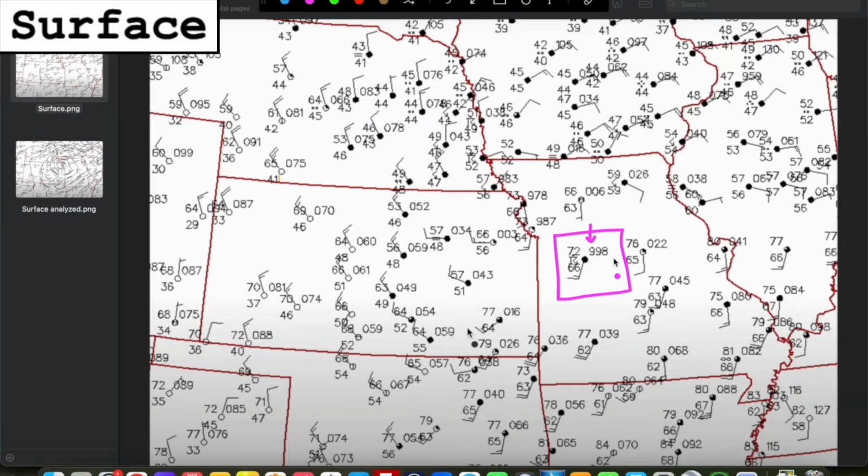So this pressure here at this station would be 999.8 millibars. We always put a decimal between the last two digits, and then the first digit tells us what the leading number is going to be. So this one, the leading number is a 9, so it would be 999.8 millibars.